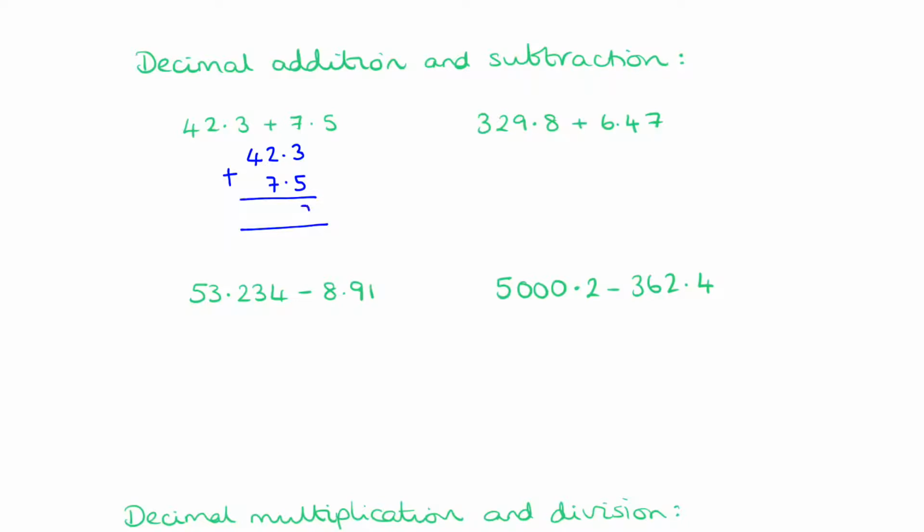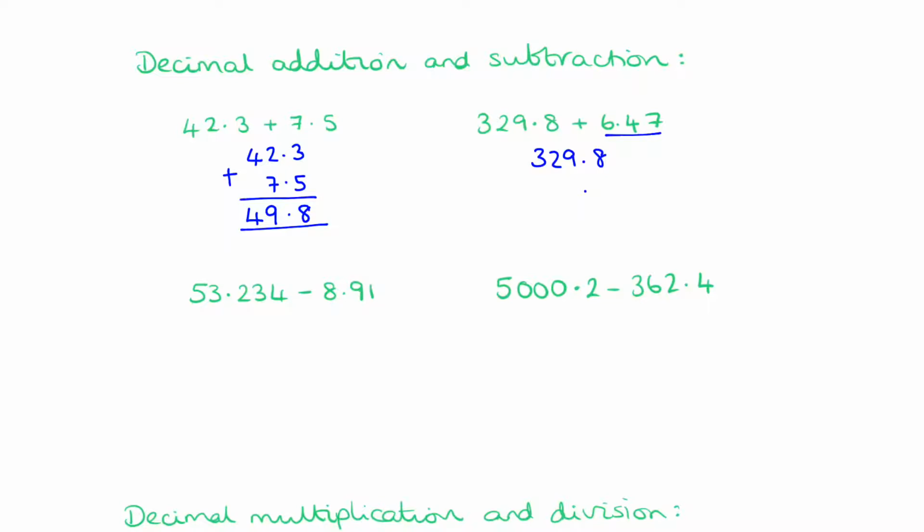So 3 add 5 is 8, keep the points in line. 2 add 7 is 9, 4 add nothing is 4. So easy peasy. Okay, next one, 329.8 add 6.47. So to get your numbers in the right place, the points have to be in line.